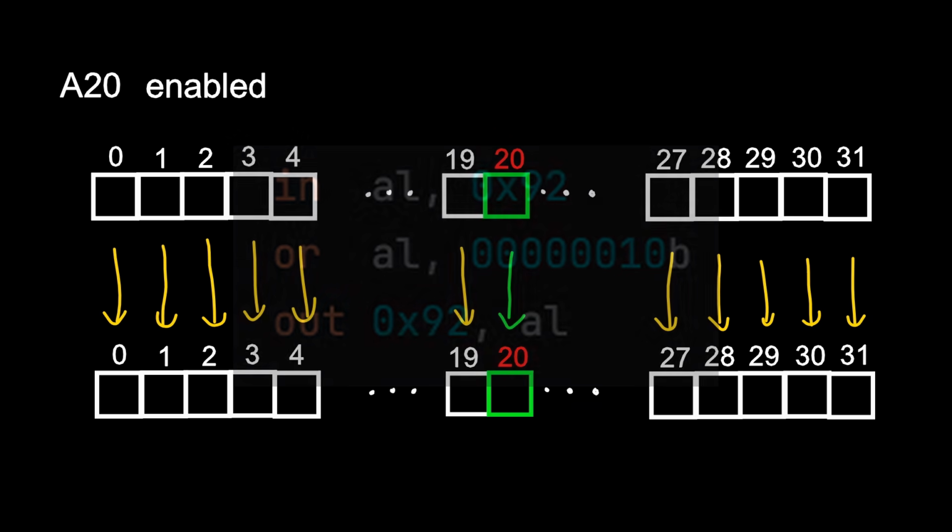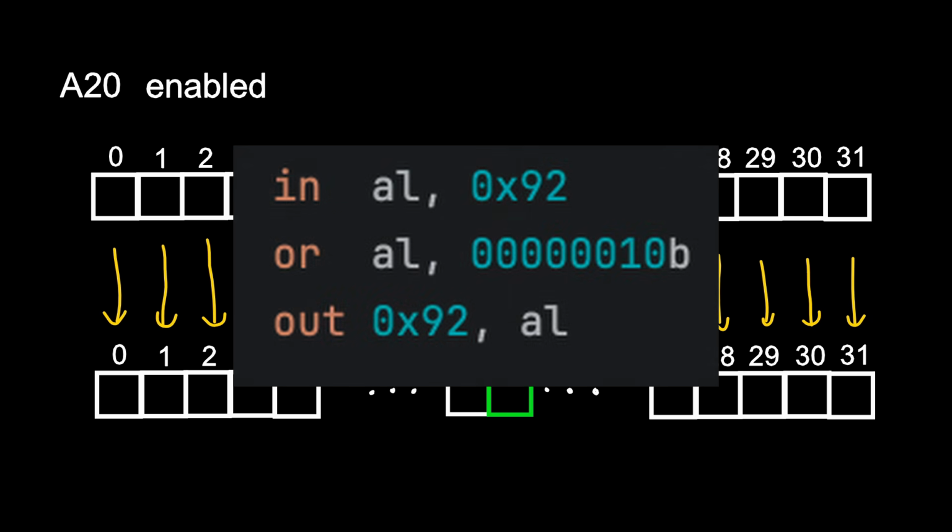There are many ways to enable the A20 gate. I will use the fast gate method that just does a single write to port 92.